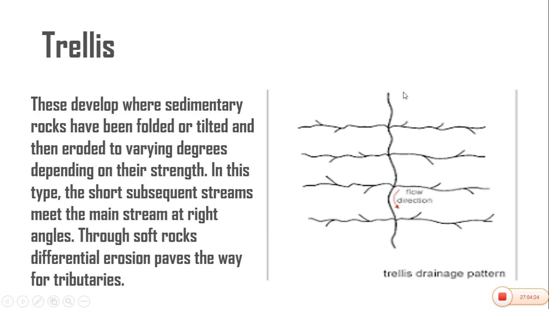Now, water collects from different channels and it flows in the direction of a right angle. That is here. This is the direction where the water is draining away from. That's the trellis drainage pattern.